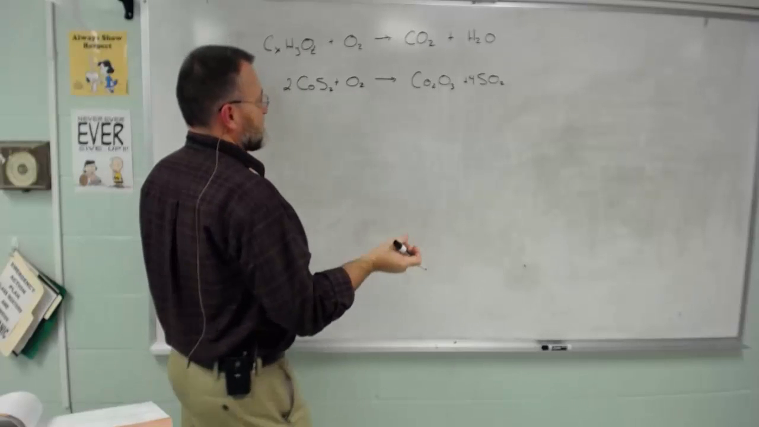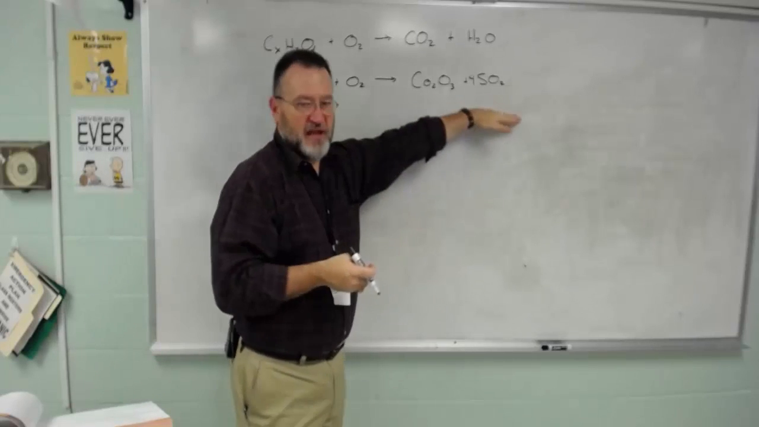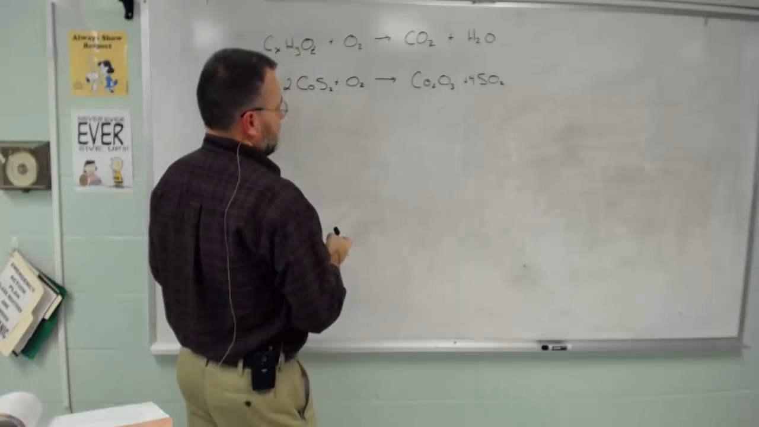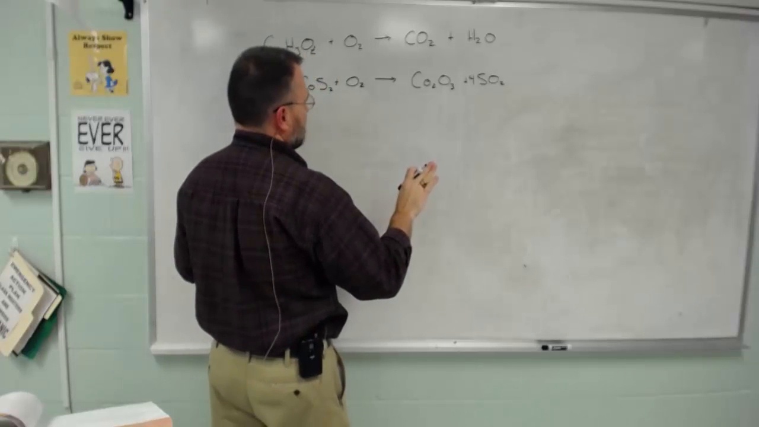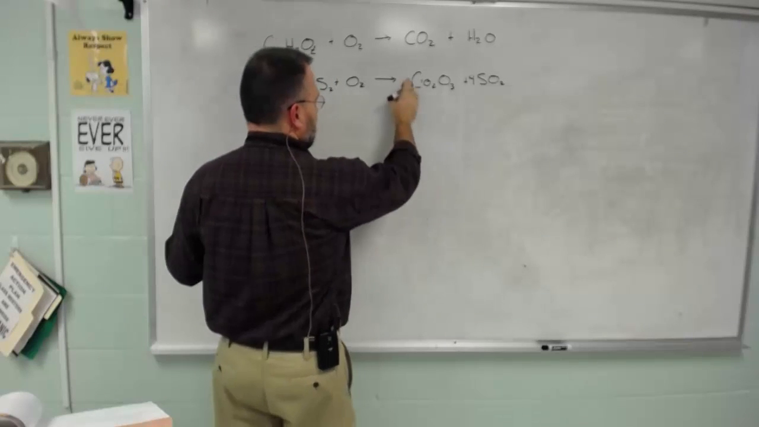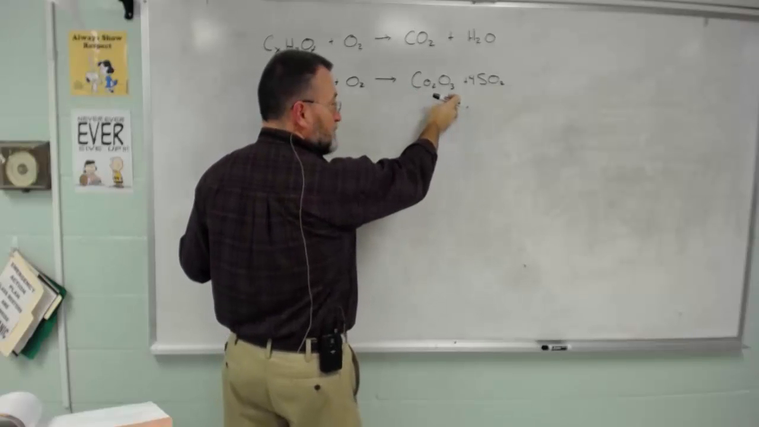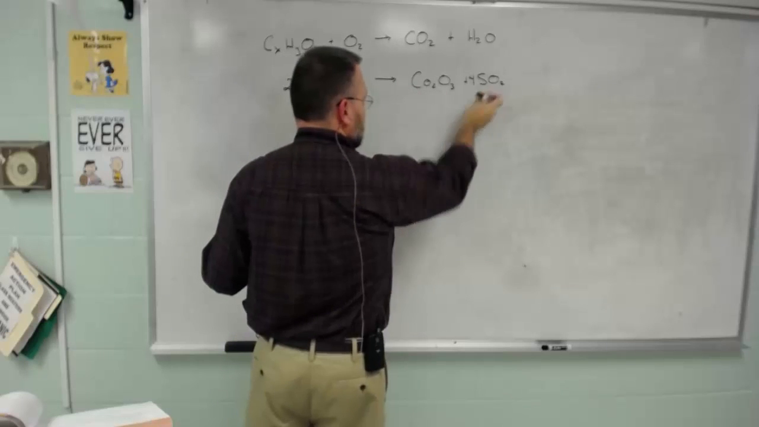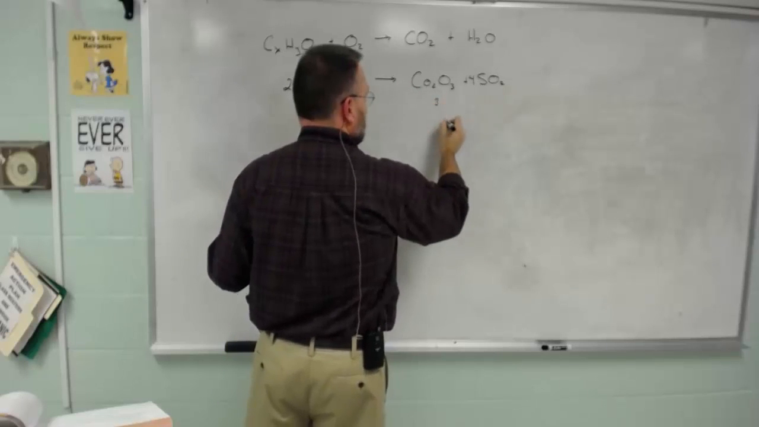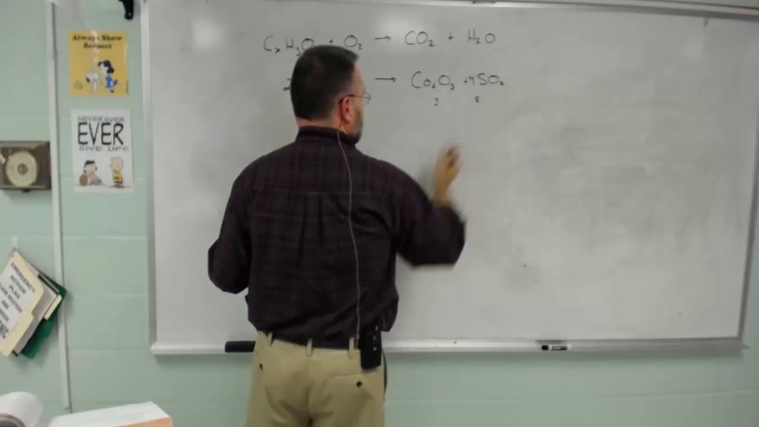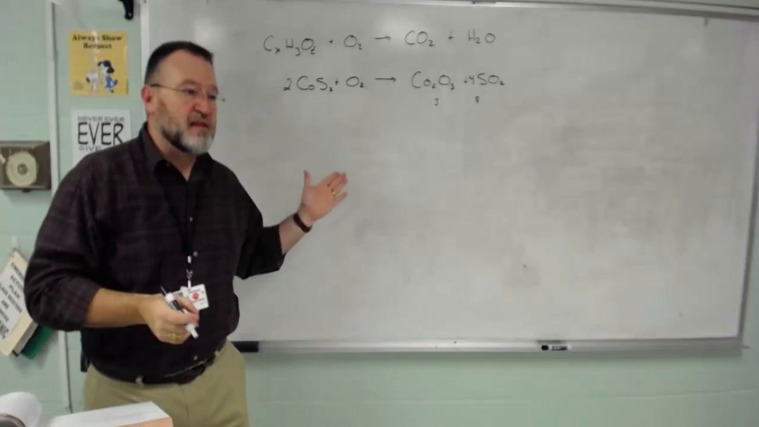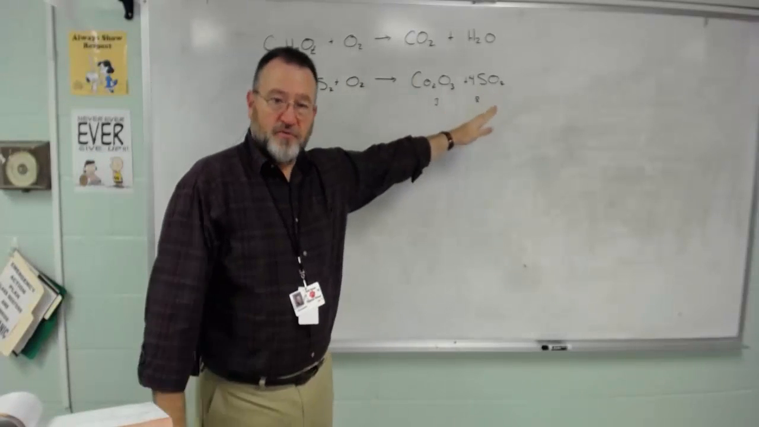Looking to the right-hand side, how many oxygens do I currently have on the right-hand side? Pause for a moment and think about it. All right, I have 1 set of 3 and 4 sets of 2. 1 set of 3 and 4 sets of 2 is 8. So I have a total of 11 oxygens on the product side of the reaction.